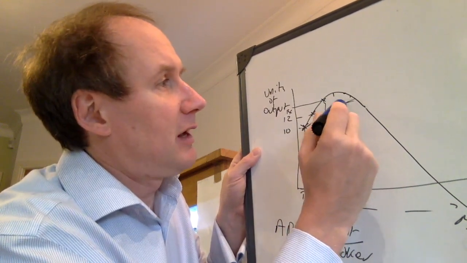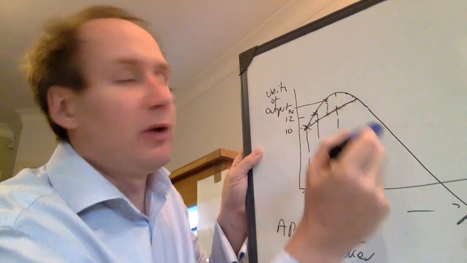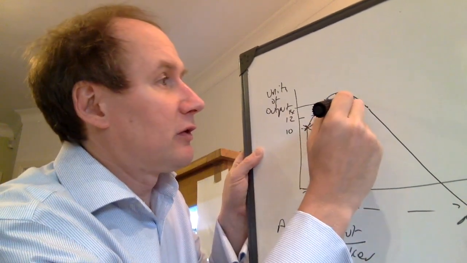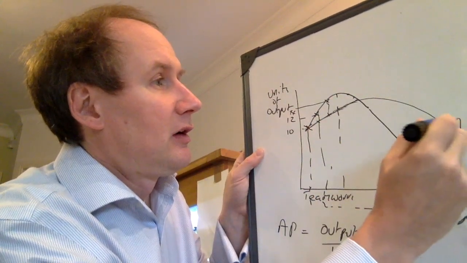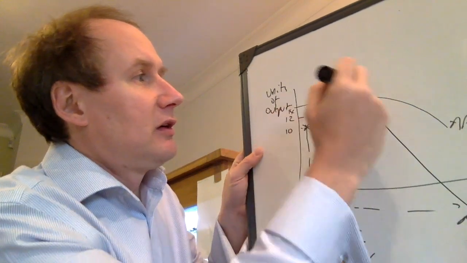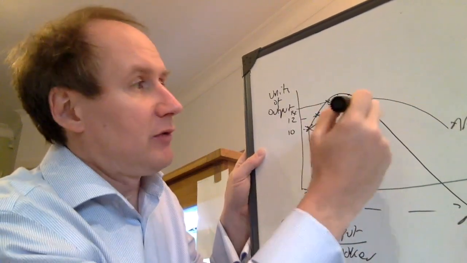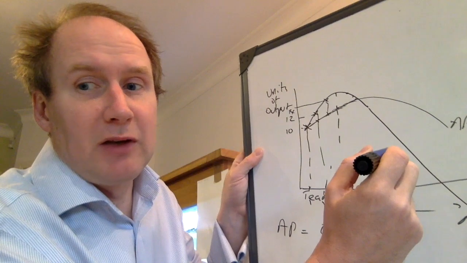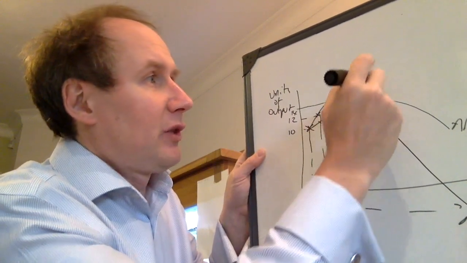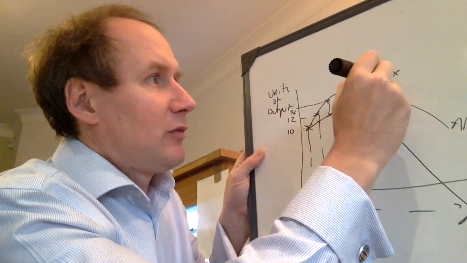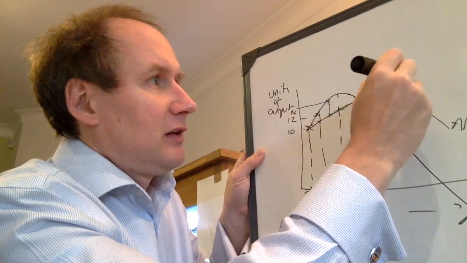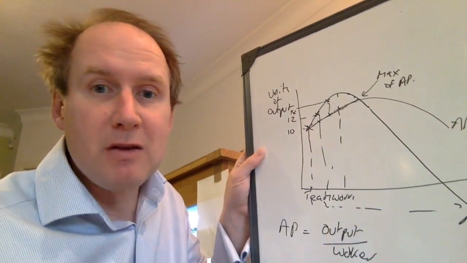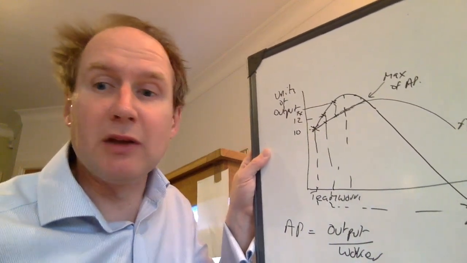Right up until there, when after that point, the marginal is now below the average, so the average will come down. And what that means is that if the marginal is above the average, the average goes up. If the marginal is below the average, the average goes down. And that means that's the maximum point of the average product curve. So that was what we started with.